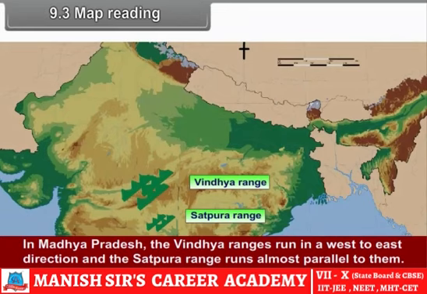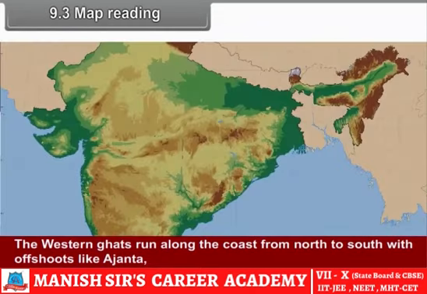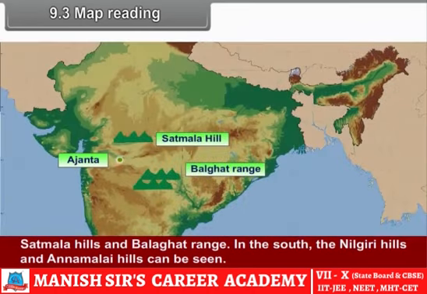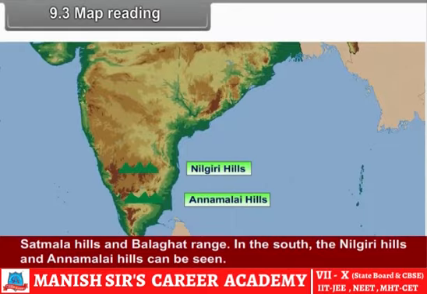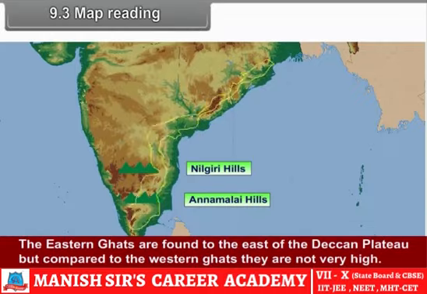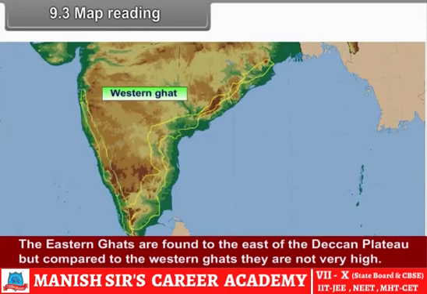to them. The Western Ghats run along the coast from north to south with offshoots like Ajanta, Satmara Hills and Balaghat range. In the south, the Nilgiri Hills and the Annamalai Hills can be seen. The Eastern Ghats are found to the east of the Deccan Plateau, but compared to the Western Ghats, they are not very high.